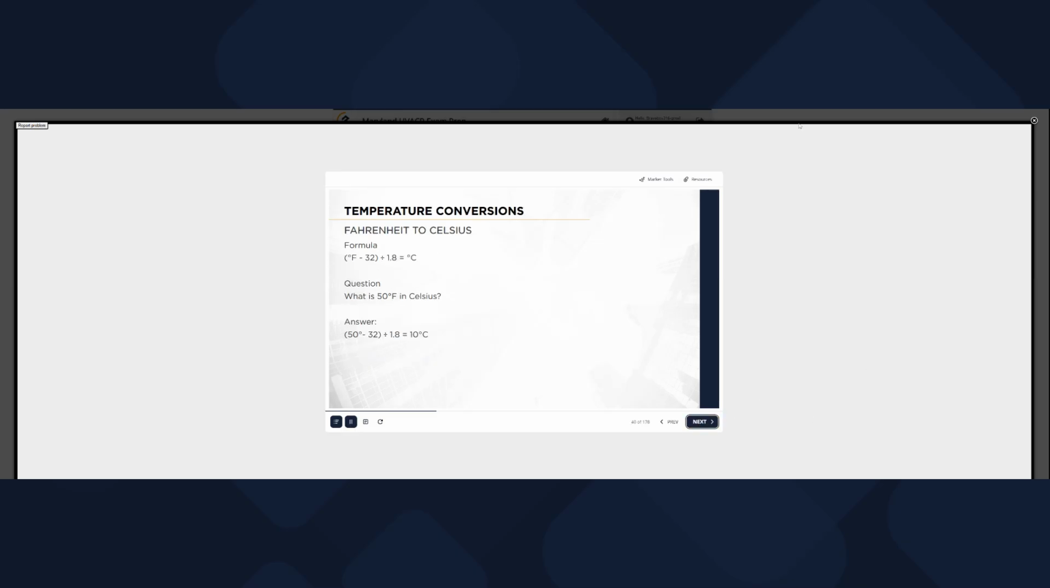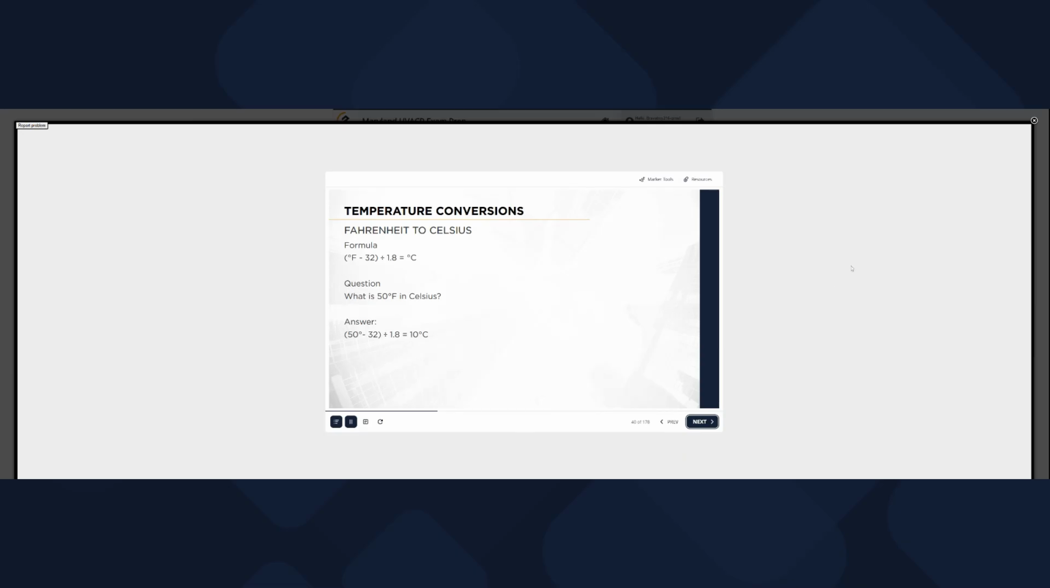Fahrenheit to Celsius. Let's look at another example, but this time converting Fahrenheit to Celsius. 1.8 is still the number to remember. The formula is Fahrenheit minus 32 divided by 1.8 equals Celsius.